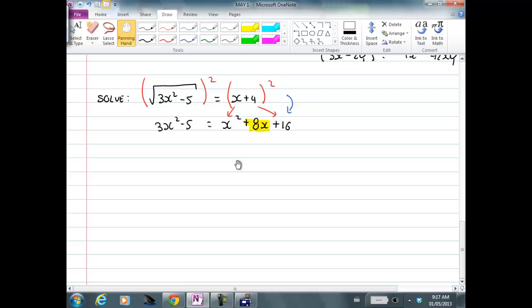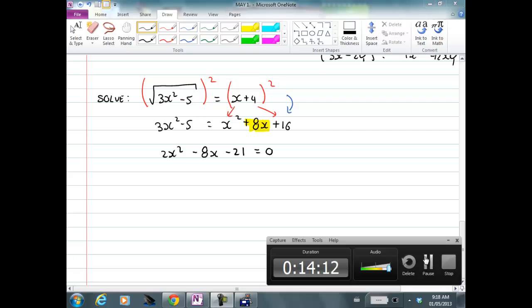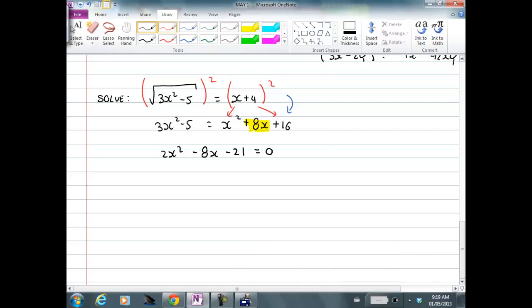So now, why don't I move things over and solve it? So I have 2x squared. Okay. Again, I keep it simple. This is going to be minus 8x. This is going to be minus 21 equals 0. The fun part begins. I'm going to pause it again. And at this point, most of you use quadratic formula, which is correct.